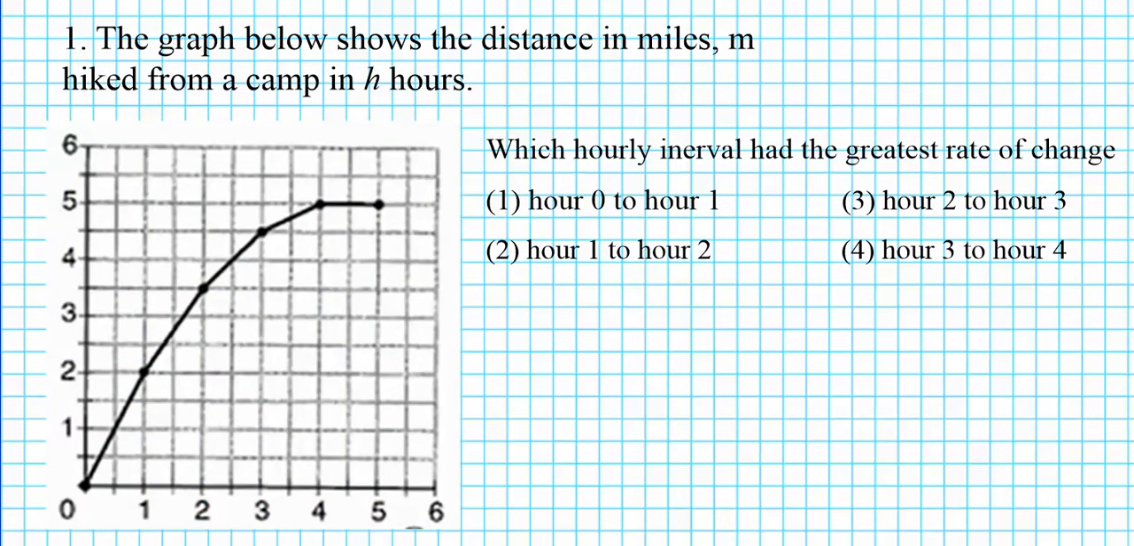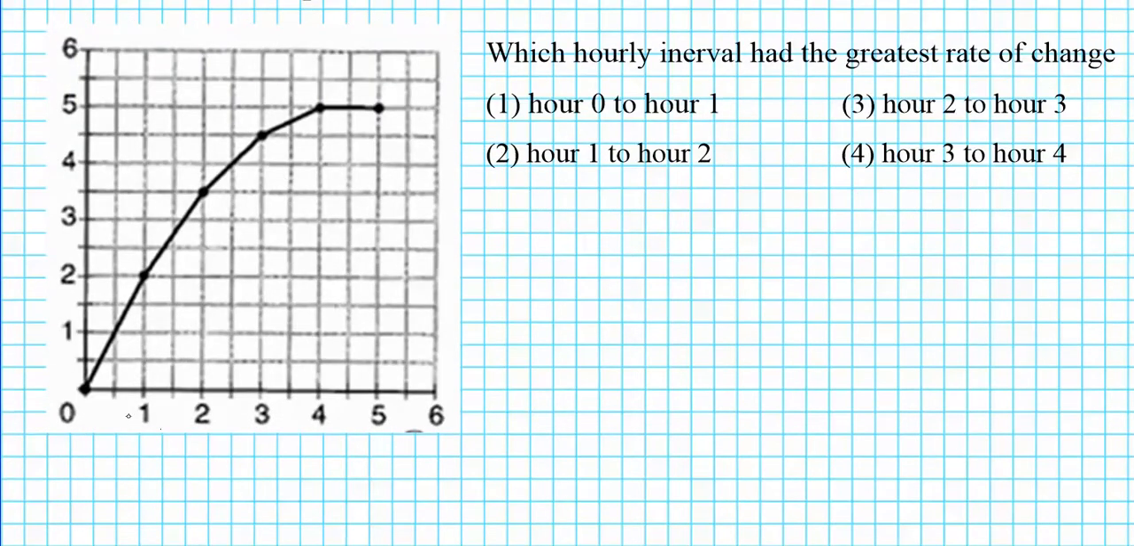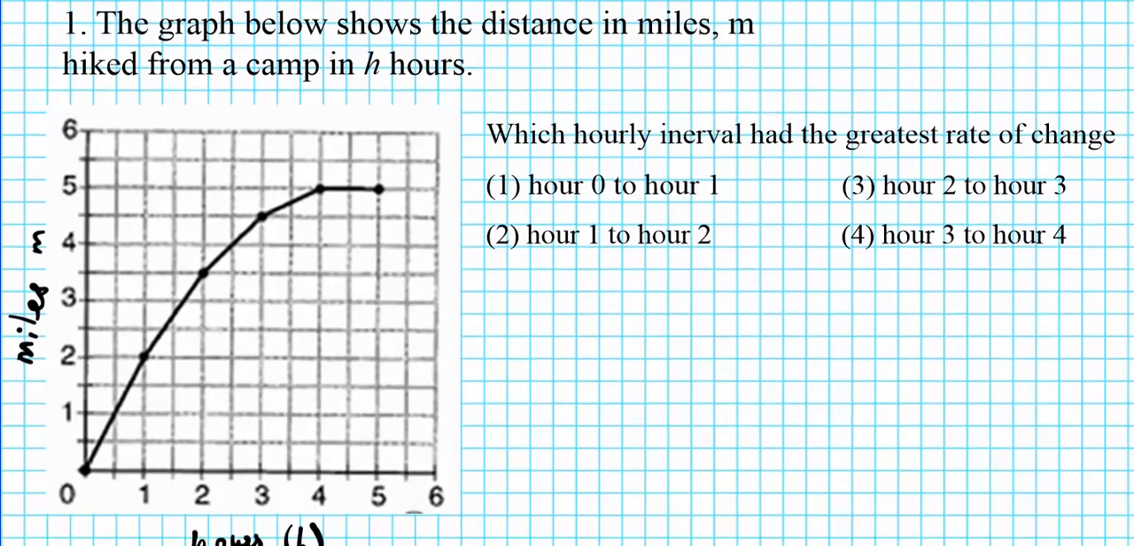All right, let's take a look at question number 1. It says the graph below shows the distance in miles m hiked from a camp in hours h. Okay, so the x-axis is hours h, and the y-axis is basically miles traveled m. Question: which interval has the greatest rate of change?